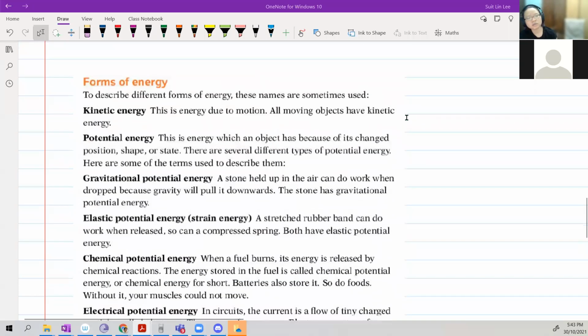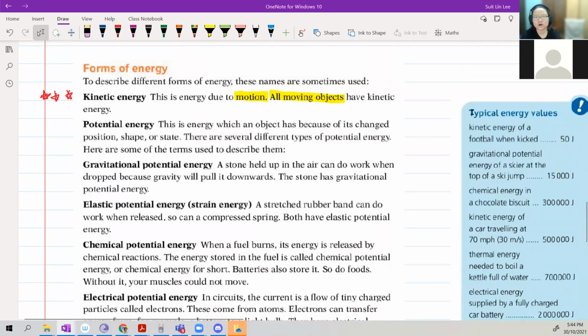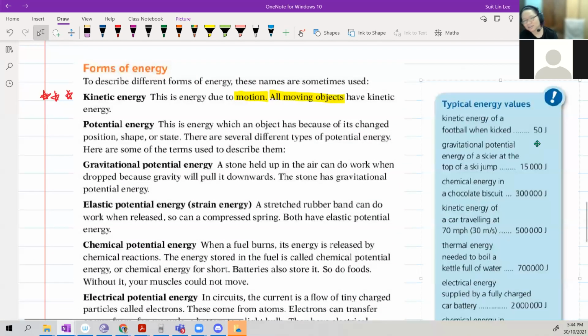Okay. So here, there are different types of energy. I will rank them by popularity. Kinetic energy, very popular. I give you a 3-star. Because the whole chapter is to study movement, anything that moves has kinetic energy. So any kind of object that is due to motion. All moving objects have kinetic energy. You move faster, you got more kinetic energy. For example, the kinetic energy of a football, when you kick it, is about 50 joules.